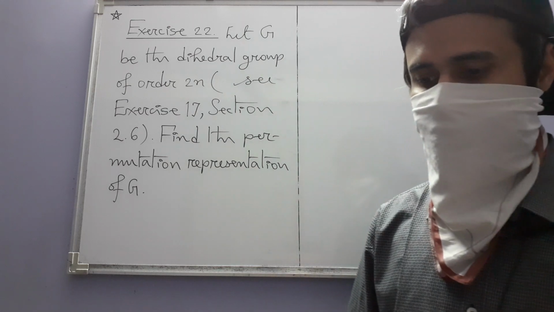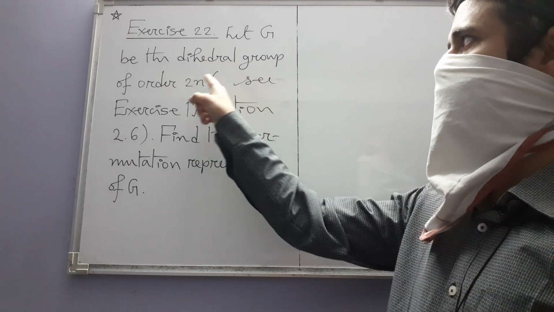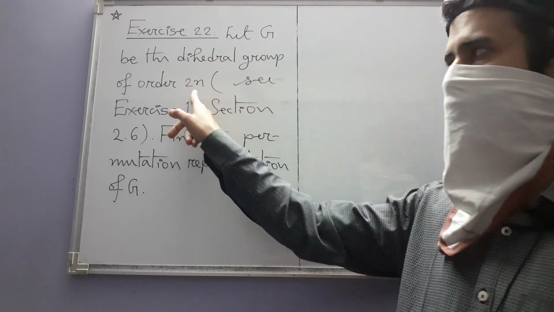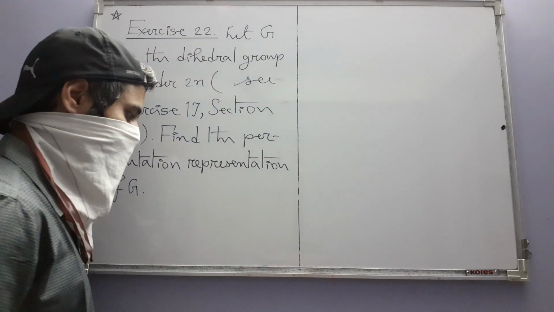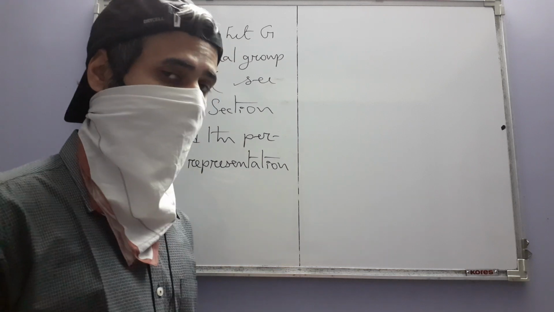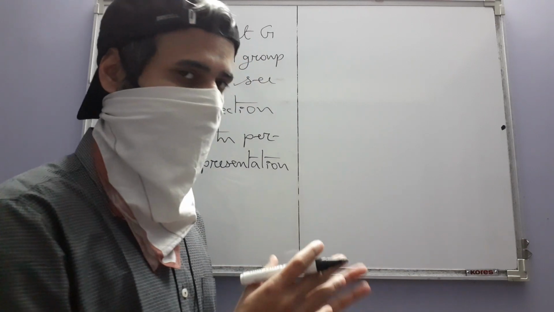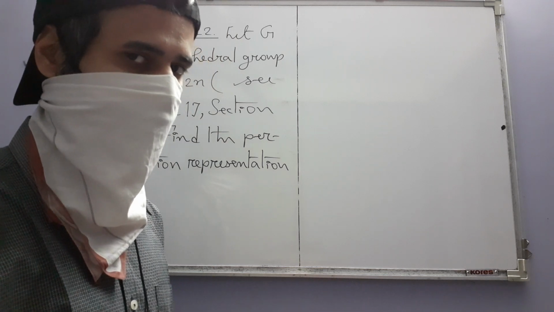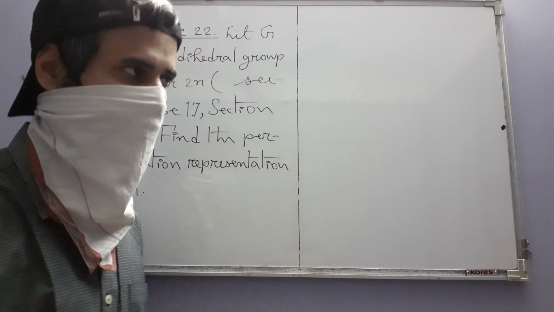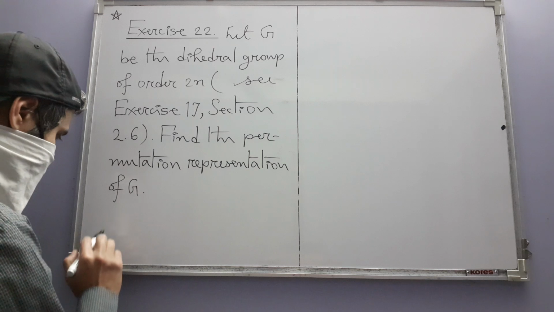Okay, so let us continue our task of finding permutation representation next for the dihedral group of order 2n, which we already know from exercise 17 of section 2.6. The first thing we are going to do in this solution is rename the elements, which will actually help us in finding those functions tau g that are going to give us the permutation representation. So let's see how we can rename the elements and what help that will provide us.